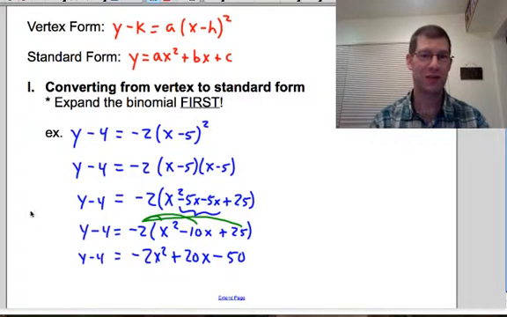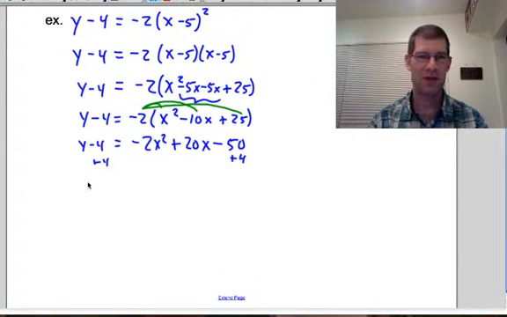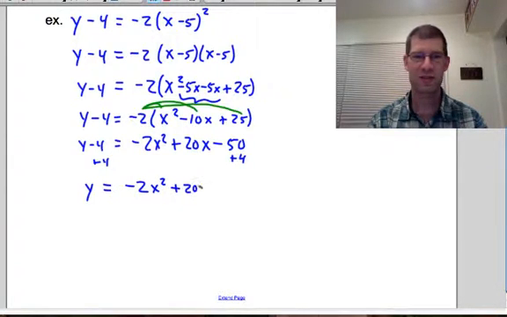We're not in y equals something. So then we have to add 4 to both sides. And I'll extend my page a little bit there. I'm left with y equals negative 2x squared plus 20x. Because the 4 didn't have any x's with it, it has to be combined with this minus 50. So it's going to be a minus 46.